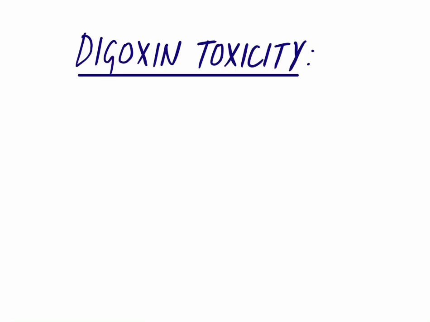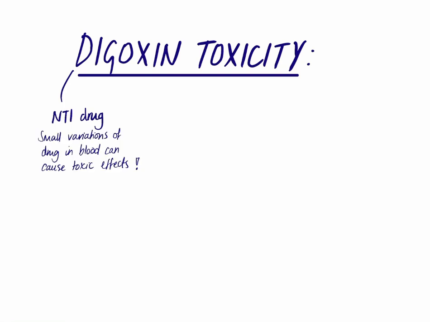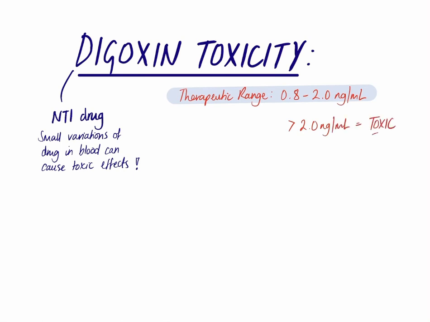Moving on to digoxin toxicity, digoxin is a narrow therapeutic index drug, and this means that small changes in digoxin concentration can cause toxic effects. The therapeutic range is around 0.8 to 2 nanograms per ml. Anything above 2 nanograms per ml can increase the risk of toxicity.